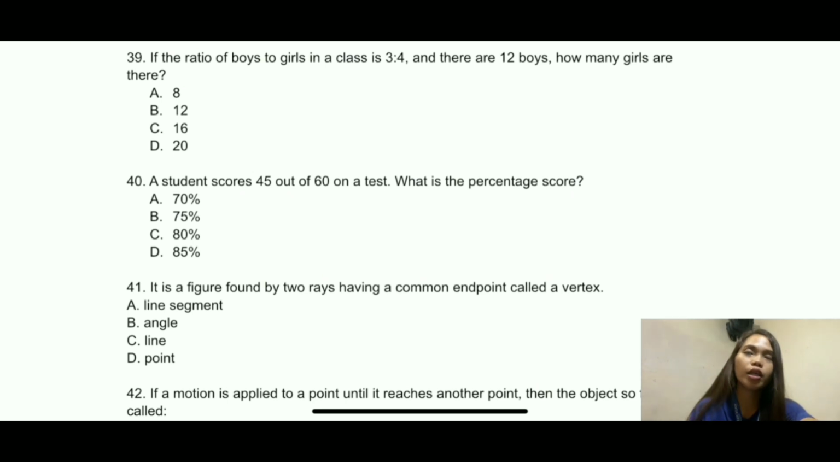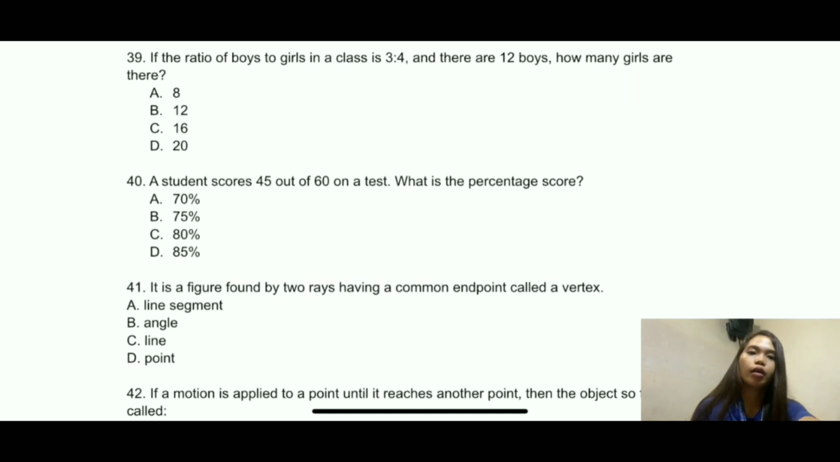By definition, an angle is formed when two rays meet at a single endpoint called the vertex. And why are the others not the correct option? For option A, line segment, a line segment is a straight path with two endpoints, not rays. And for option C, the line, a line extends infinitely in both directions, so it is not two rays meeting at a vertex.